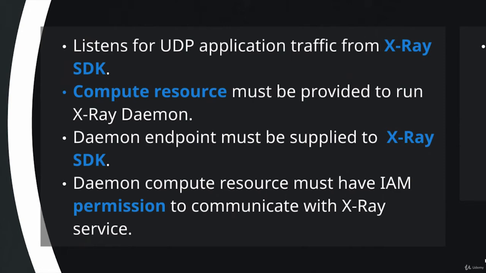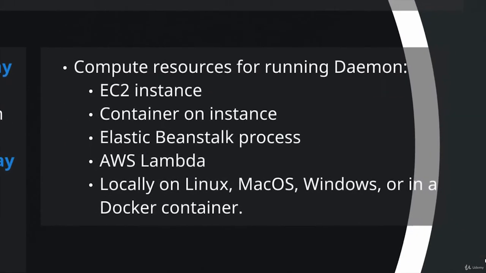Now, the daemon compute resource must also have IAM permission to communicate with the X-Ray service. So appropriate compute resources for running the daemon, you can obviously run it on an EC2 instance. You can run it as a container on an instance using ECS. You can also use the Elastic Beanstalk service to create a process on your Elastic Beanstalk EC2 instances that will run the daemon automatically for you.